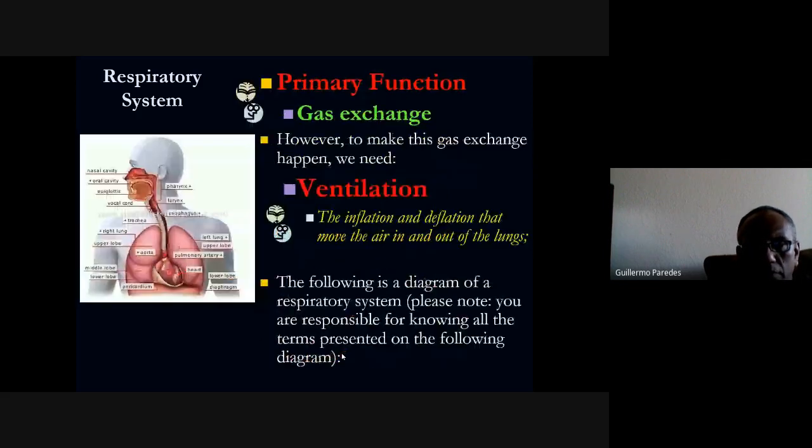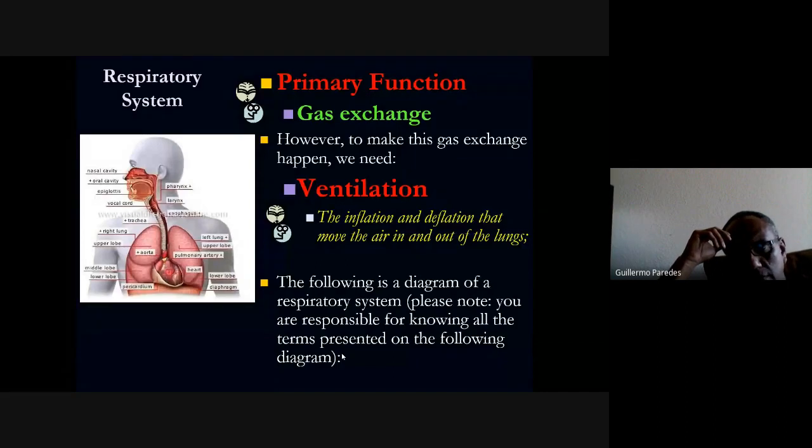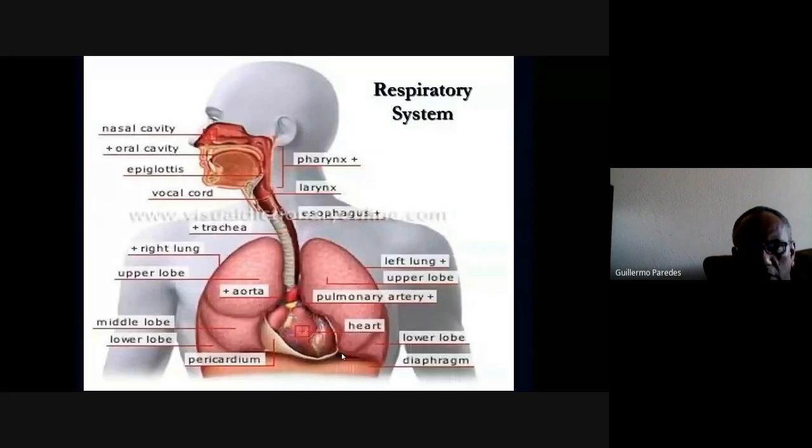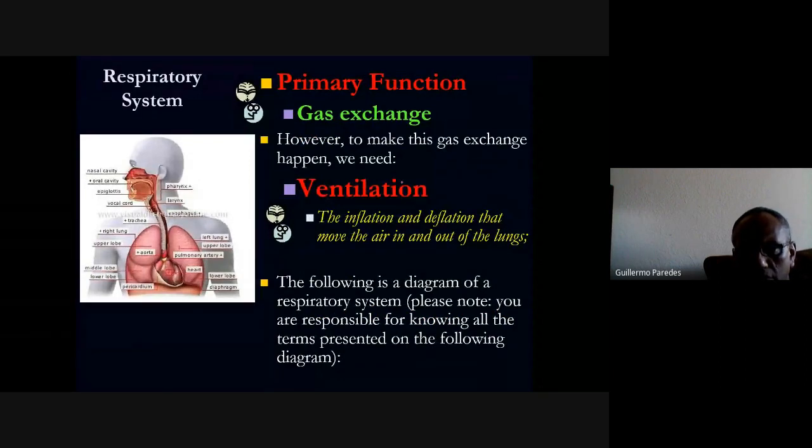All right, so we okay with that? The primary function of the respiratory system, which comprises the upper and lower respiratory tract and the lungs, is gas exchange, which we already mentioned, and that is the ventilation. What is ventilation? We have two things, basically. We have the respiration, which is the same as oxygenation. Another function is the ventilation.